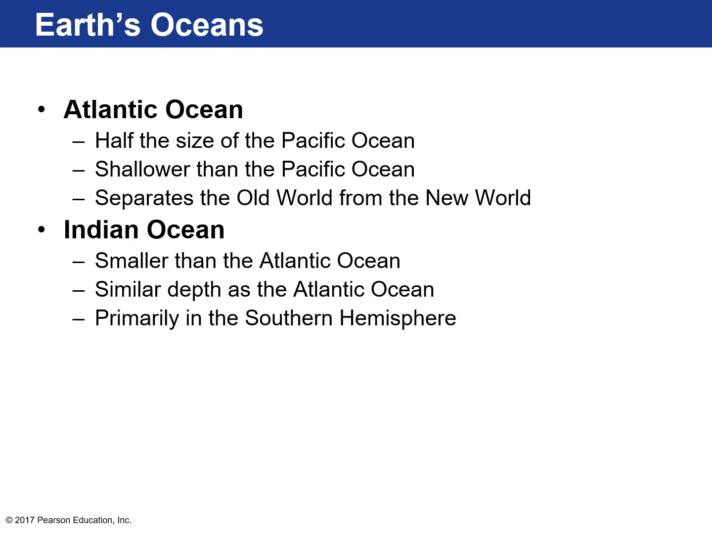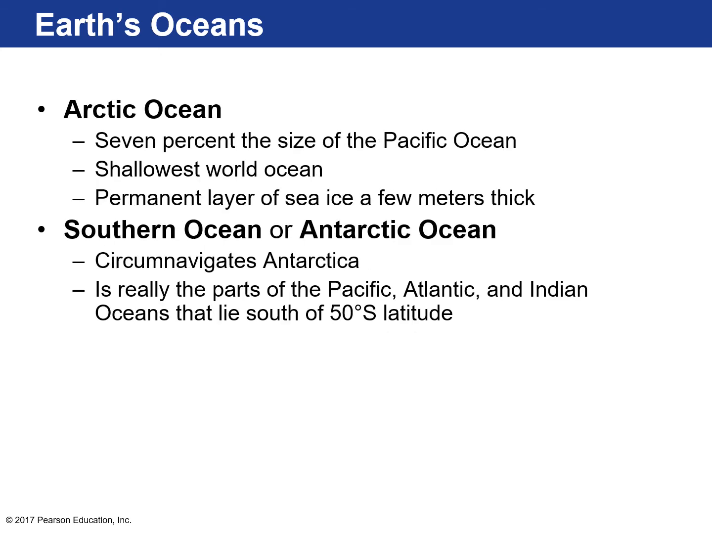Okay, the Atlantic Ocean is about half the size, as I mentioned, just a bit shallower. It separates the Old World from the New. The Indian Ocean is much smaller, but it's as deep as the Atlantic, and it's mostly in the southern hemisphere. The Arctic Ocean is a very small percentage in comparison to the other 3 major oceans, so it's also very shallow. There also exists a permanent layer of sea ice that's a few meters thick that sits on top of much of the Arctic Ocean. So that's a layer of ice that sits on top of ocean water.